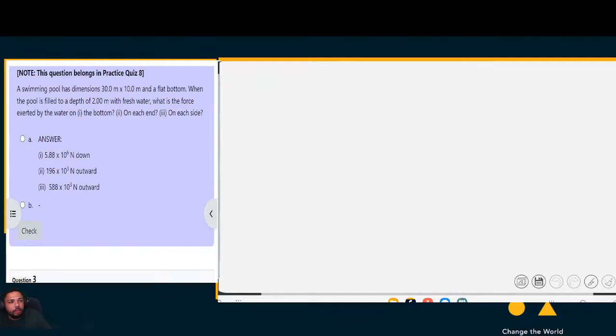A swimming pool has dimensions of 30 by 10 meters. The pressure on the bottom due to the water. Oh, let me just make my notes here. Check the problem. Okay, so a swimming pool has dimensions 30. The dimensions of the swimming pool.